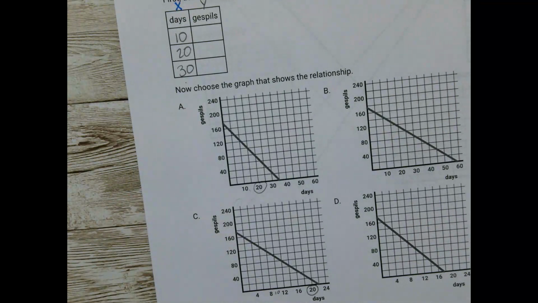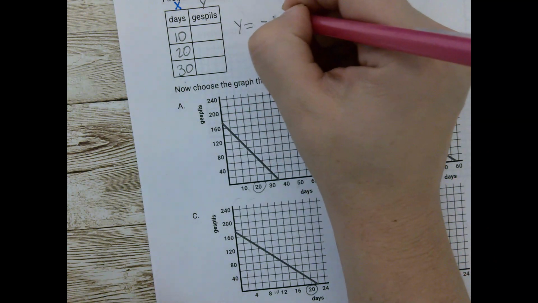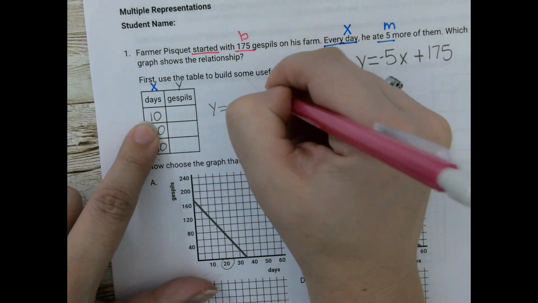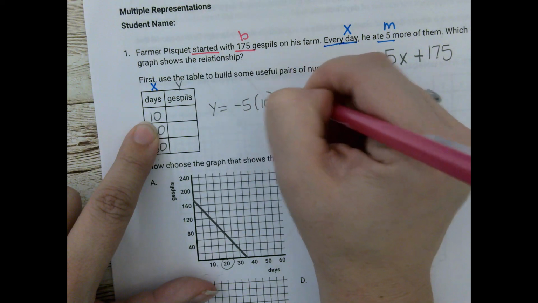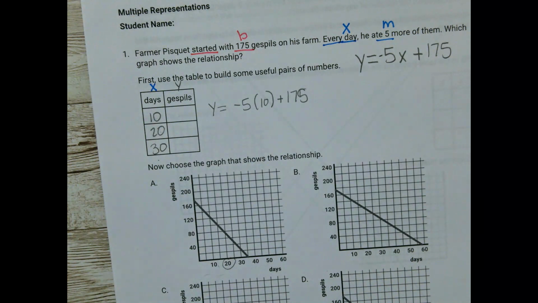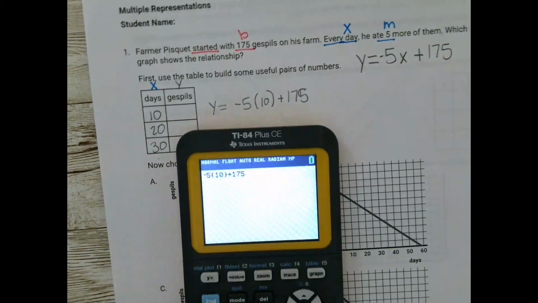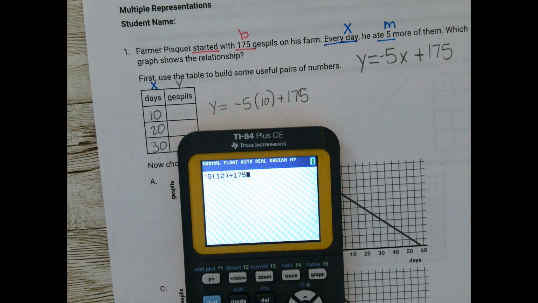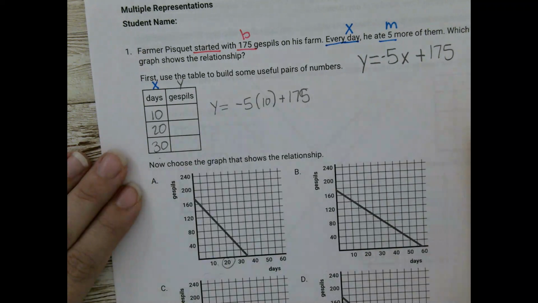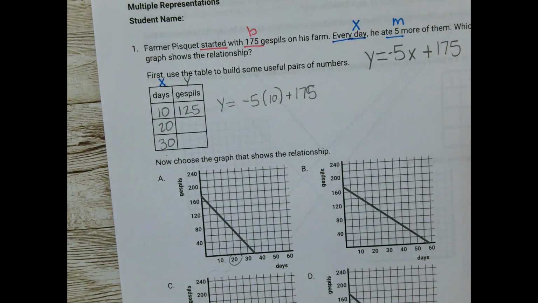So we're going to do exactly the same thing. We have the formula now, or the equation, -5. Instead of x, what am I going to put? 10. Okay, then you just type this into your calculator, and that's the answer that's going to go here. So, -5 times 10 plus 175. You're going to type it in just like that. What'd you get? 125. 125. Okay, what about for the next one?